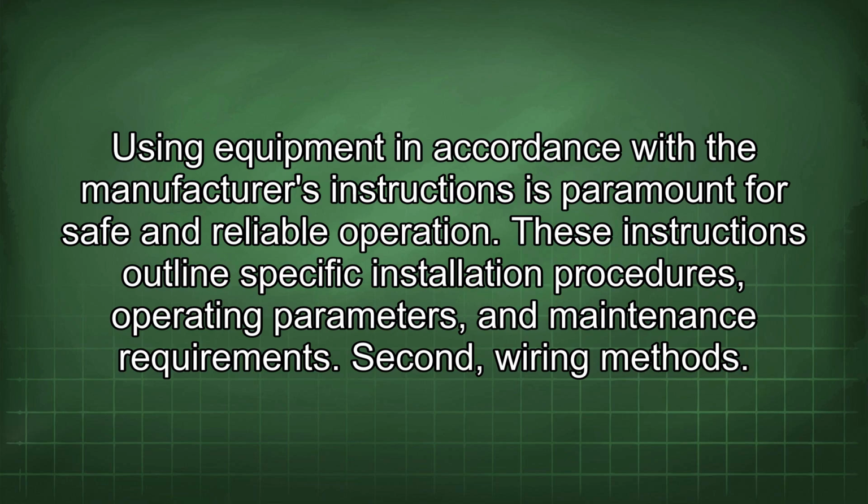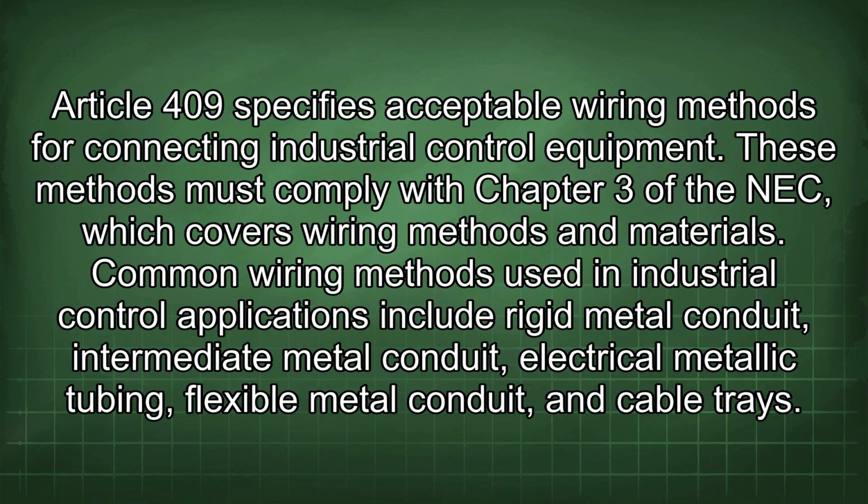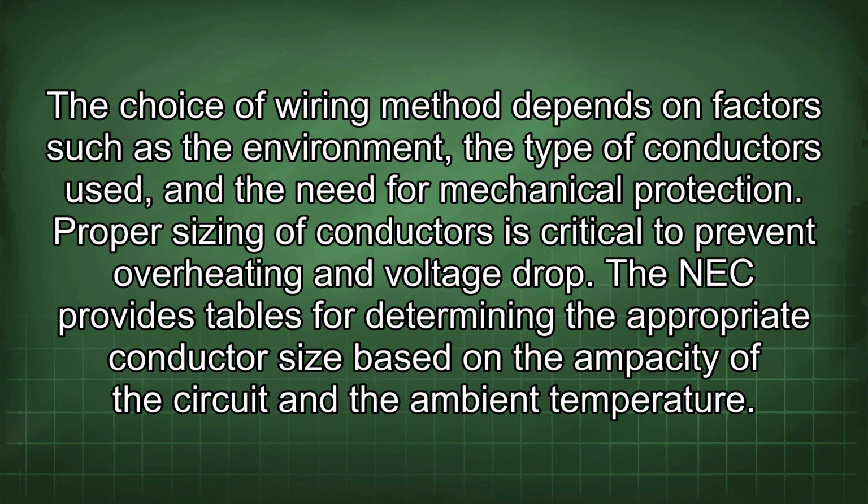Second, wiring methods. Article 409 specifies acceptable wiring methods for connecting industrial control equipment. These methods must comply with Chapter 3 of the NEC, which covers wiring methods and materials. Common wiring methods used in industrial control applications include rigid metal conduit, intermediate metal conduit, electrical metallic tubing, flexible metal conduit, and cable trays. The choice of wiring method depends on factors such as the environment, the type of conductors used, and the need for mechanical protection.